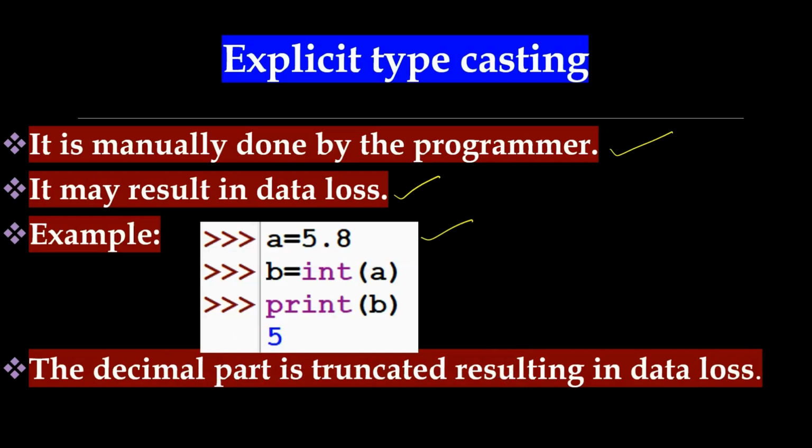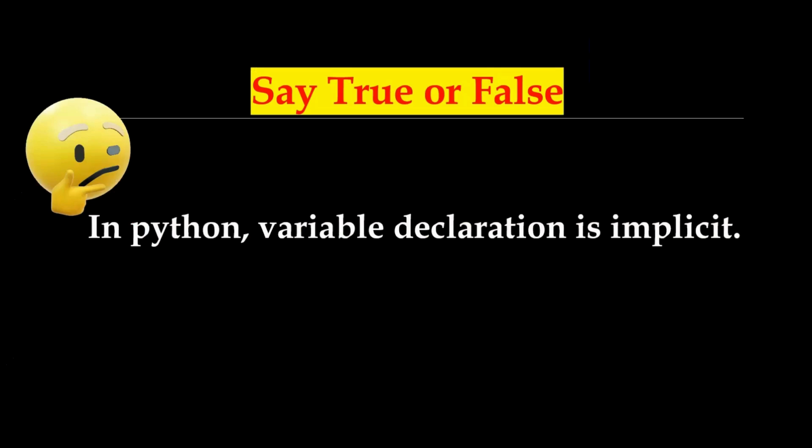Because we have data loss here, we can say that implicit typecasting has more benefits than explicit typecasting. The main thing is that in implicit typecasting, Python converts automatically, and in explicit typecasting, we the users convert manually.